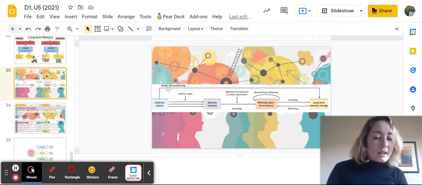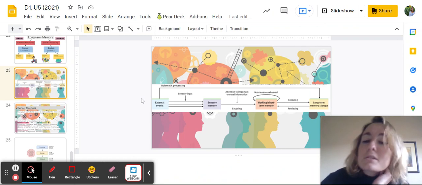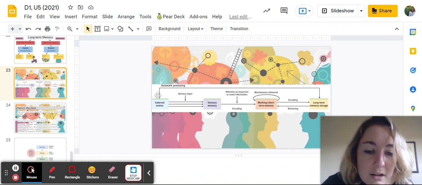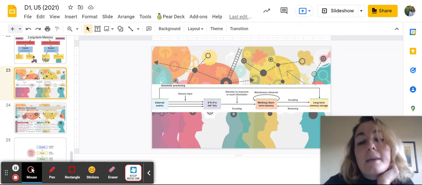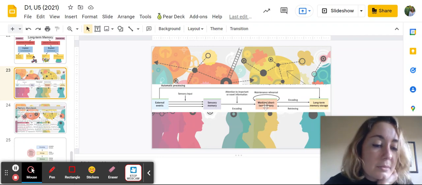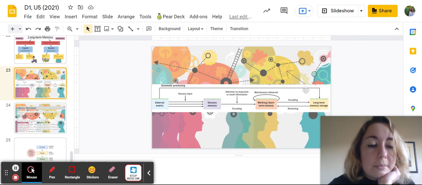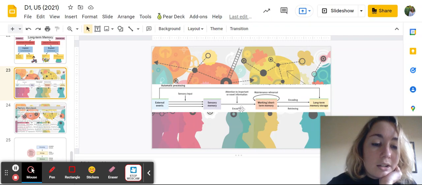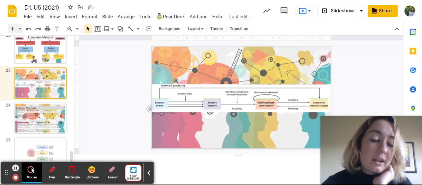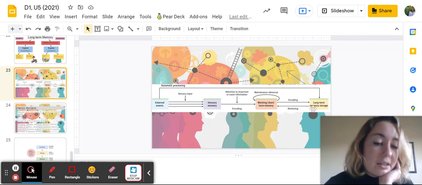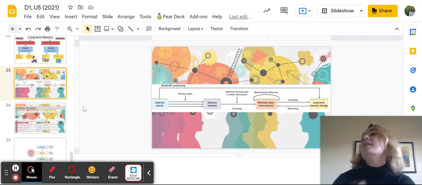So here's a good picture that I like that shows what's going on. When things are automatically processed, they bypass this whole working, short-term memory stage where you're grappling and thinking about them. They're automatically processed and go straight to long-term. When things are explicit and you have to consciously think about them, they go through the whole process of sensory memory, working memory, then into long-term.